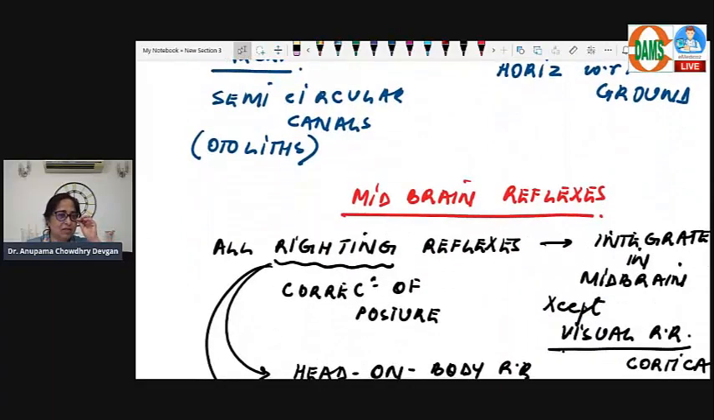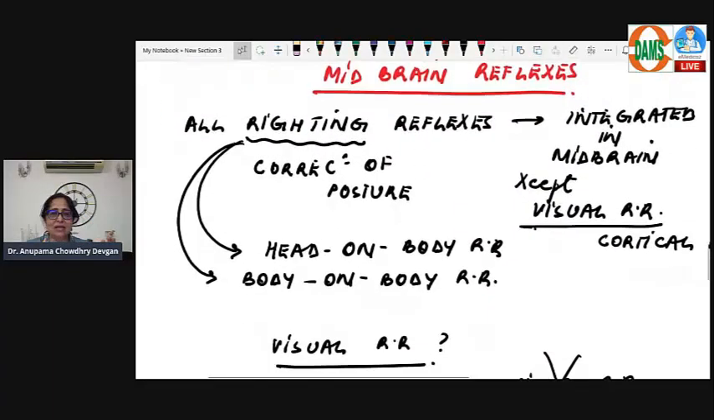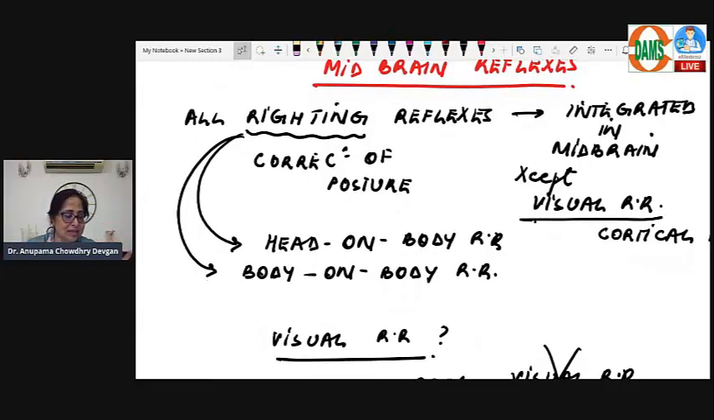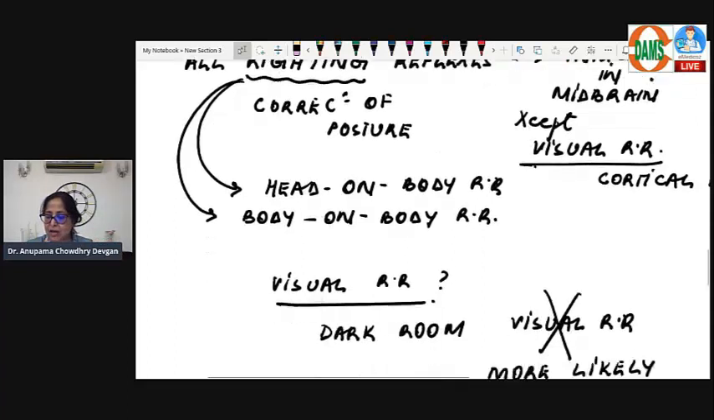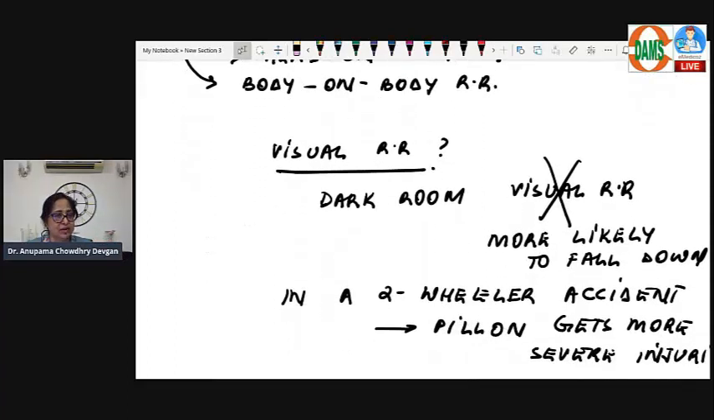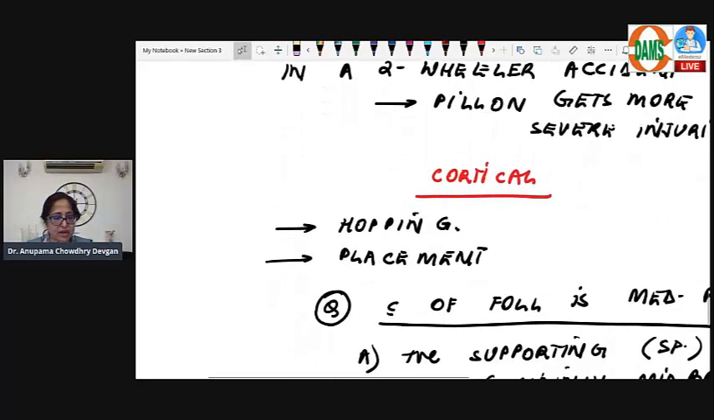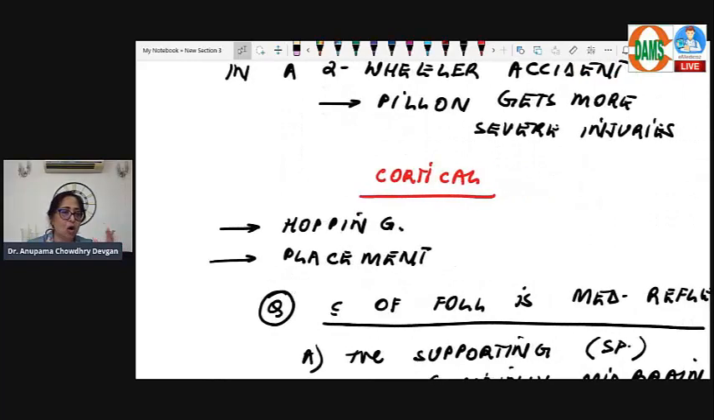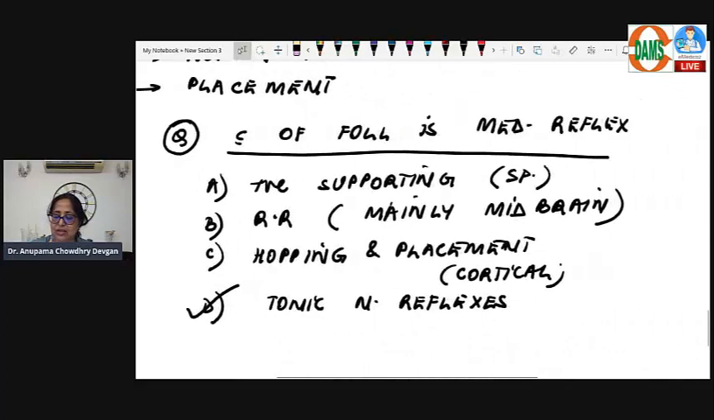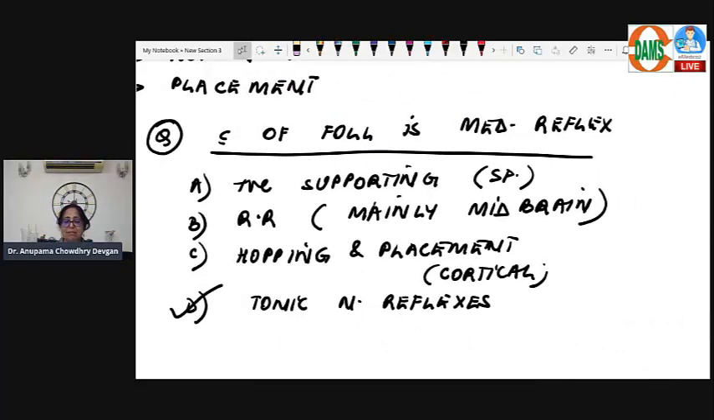What are the midbrain reflexes? All righting reflexes are integrated in the midbrain except visual righting. Which are these righting reflexes? Head on body, body on body. Visual righting reflex is a cortical reflex. I gave you examples of visual righting reflex. Cortical reflexes are hopping, placement reactions. This was the last question which I discussed with you. Which of the following is a medullary reflex? And that is a tonic neck reflex. Visual righting is cortical.